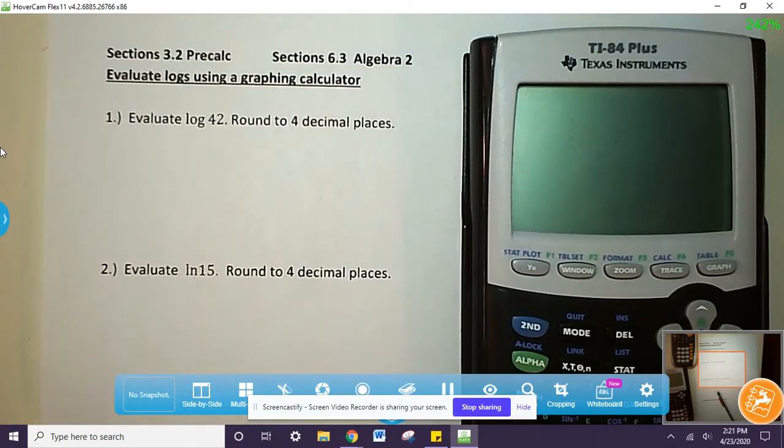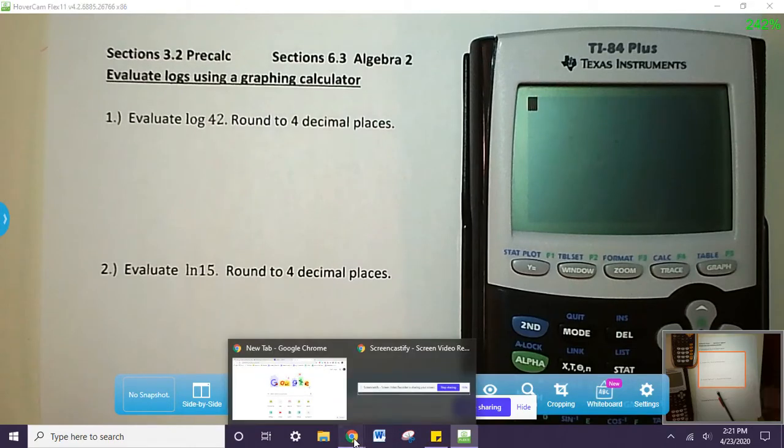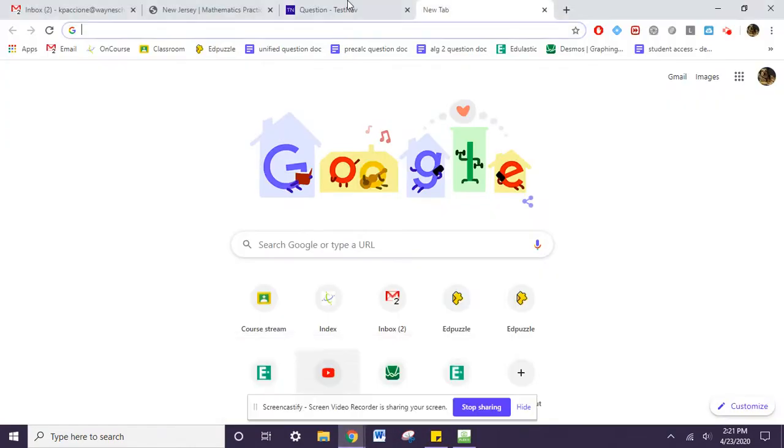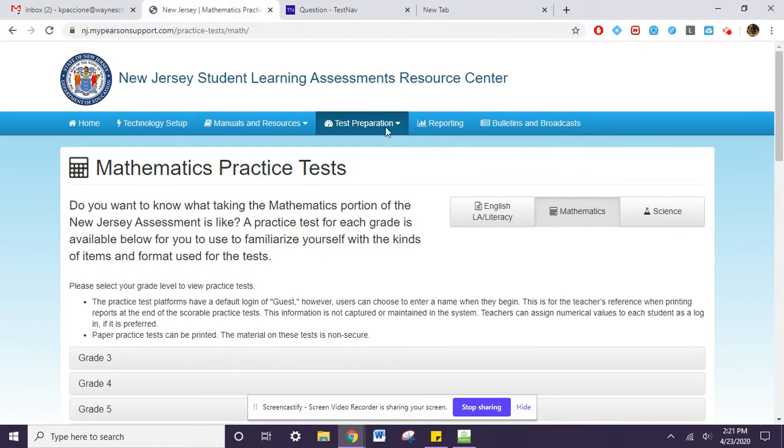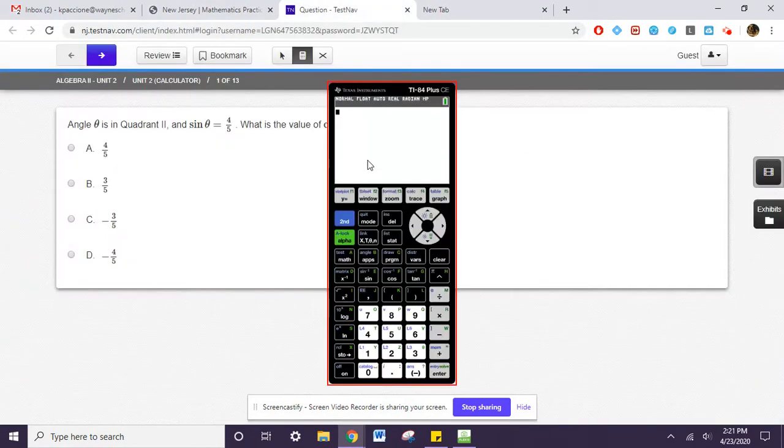What we're going to do today is some work with the graphing calculator. If you have your own graphing calculator, take that out and have it ready. If you don't have your own graphing calculator, you can use the instructions that I posted in Google Classroom to go to the PARCC website, the NJSLA website. The instructions are there for how to get to the graphing calculator, and you can do everything you want to do with the graphing calculator right on this one.